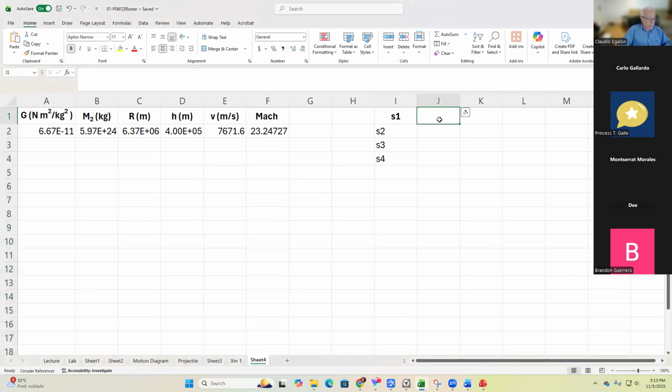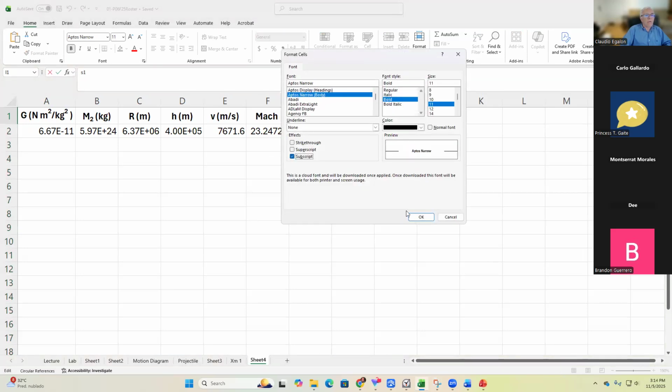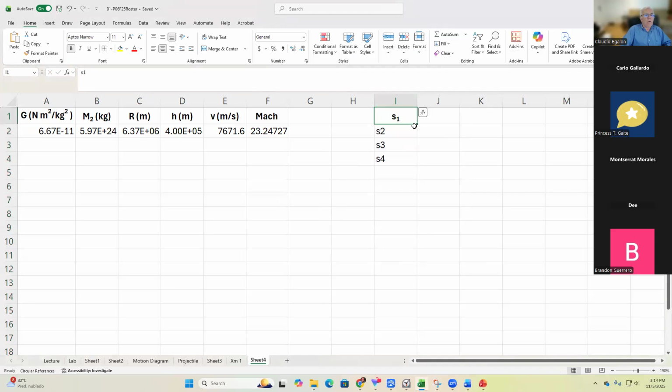No, you know what? Let's put it in the horizontal. It's better if we put that in the horizontal. Font, subscript, okay, here goes. S1, hopefully S2, S3, S4. Yeah, got it?